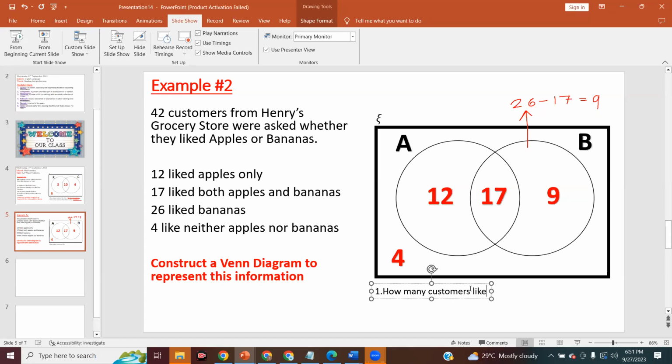Now, the question is, how many customers like apples? Put your answer inside the chat for me, please. How many customers like apples? What do you think the answer is? Put your answer inside the chat for me. Again, put your answer inside the chat. How many customers like apples?